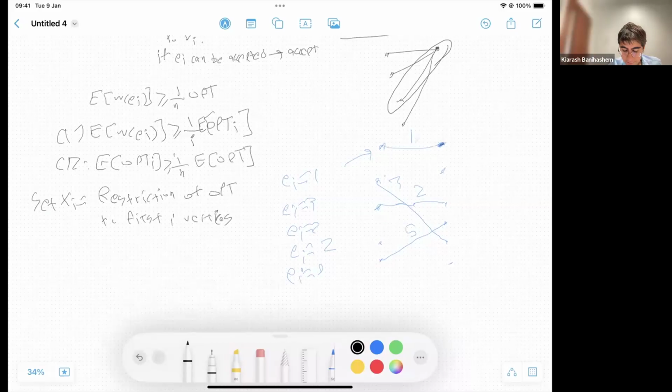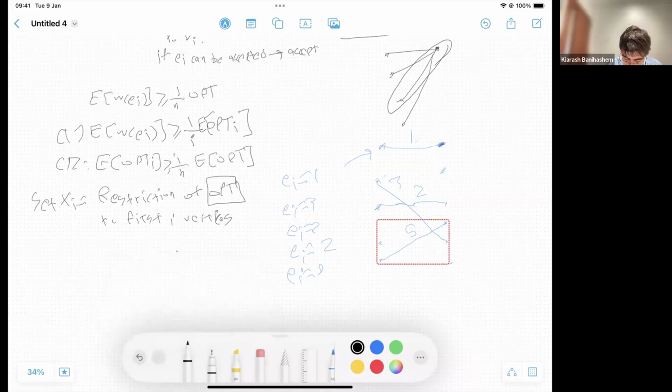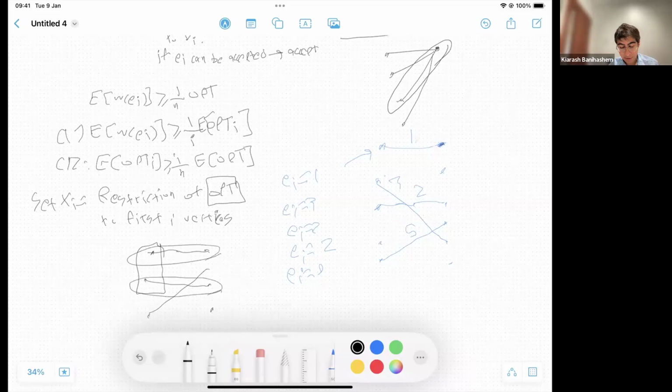When I say restriction of opt, this is the actual opt, the offline opt. So the algorithm wouldn't know this. This is just for the purpose of analysis. But once all of the vertices arrive, I can calculate the entire opt, right? The entire opt is going to assign this vertex to this, and this vertex to this. Let's say I is 2, so I only care about the first 2 vertices. So the restriction is just going to be these 2 edges.